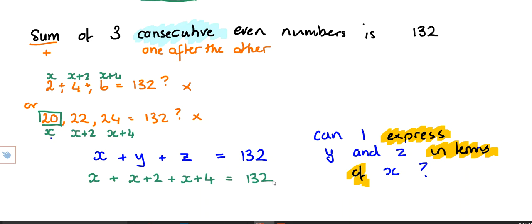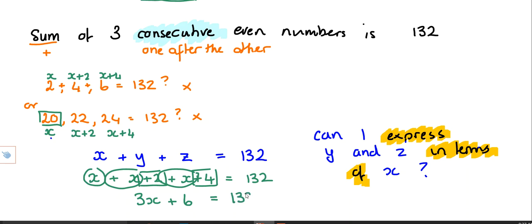So you were almost right, Haji, with your 3x. But we've got something extra now. So if I collect my like terms, I've got x plus another x gives me 3 x's. And then I've got plus 2 and plus 4 is plus 6 equals 132. So there's my equation for me to solve.